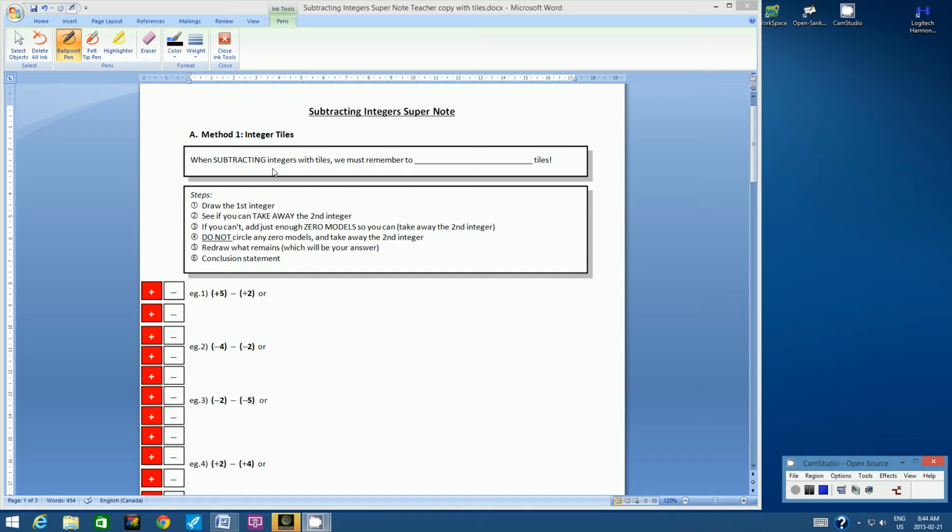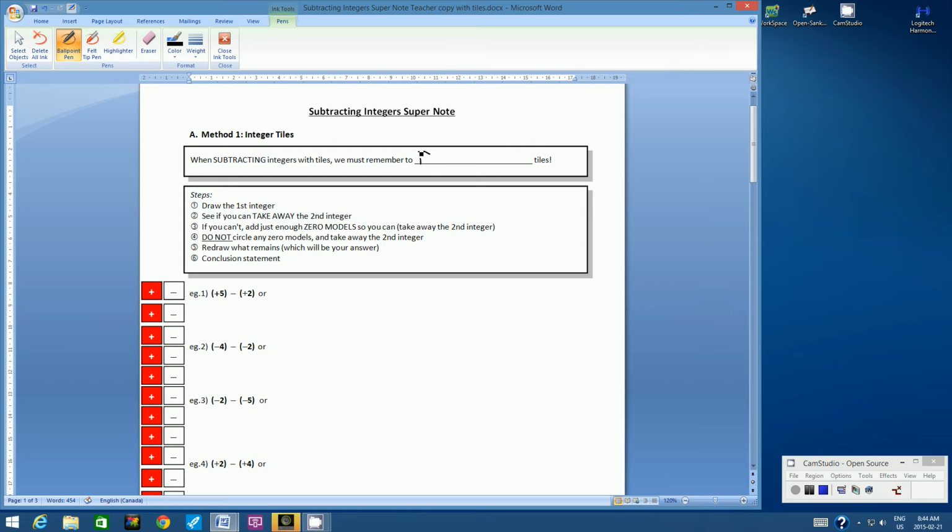When subtracting integers with tiles, we must remember to... Now, if you recall back to the addition of integers using integer tiles, the key word was to combine tiles. But when we subtract, the key word is to remove tiles. So please write that in the blank here, to remove tiles. Again, the strategy is completely different from adding integers.